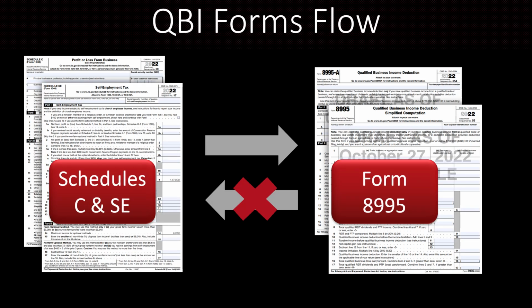And then it's also good to note how the information flows through the return, how these numbers are going to flow through the return. So numbers flow from Schedules C and SE onto the forms 8995, but they do not flow the other direction. So when you are looking for this QBI, you will not find it on Schedule C or Schedule SE, and they don't affect those calculations. But information from those do flow on to the 8995, and from there it flows on to the front page of the 1040.